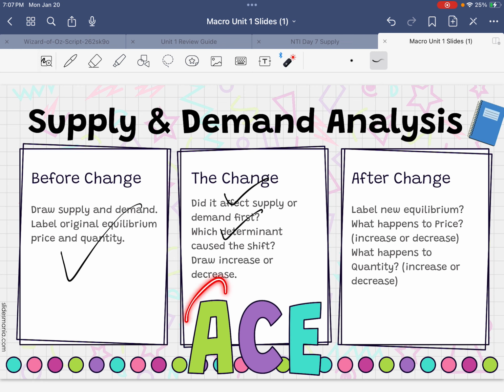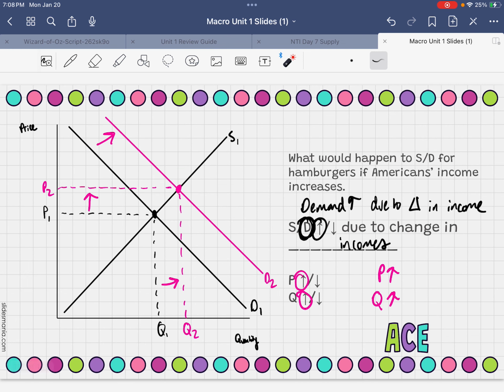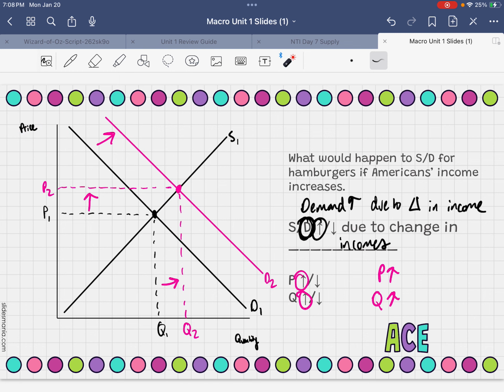ACE stands for axes, curve, equilibrium. After you do every single graph, you're going to check, did I label my axes, my X and Y axis? Did I draw a new curve with labels? And did I redo my equilibrium with labels? I really should make it axes, curve, equilibrium, arrows, but that doesn't ring as well as ACE.